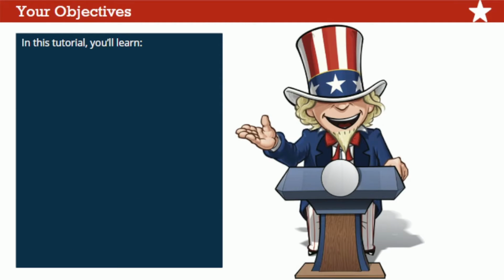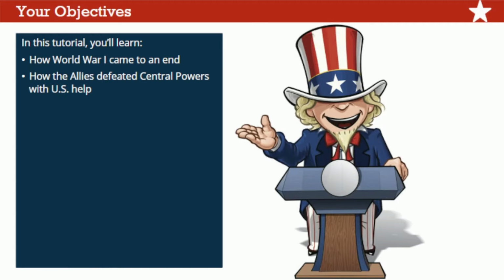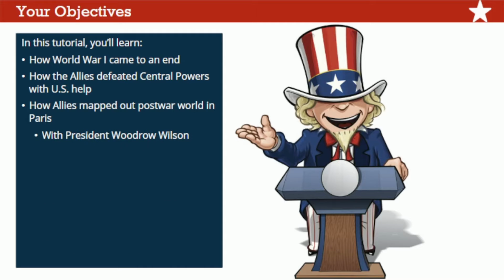In this 2-part tutorial, you'll learn how World War I came to an end when it did, and how the Allies defeated the Central Powers with the help of the United States. Then you'll learn how the victorious Allies mapped out the post-war world at the Paris Peace Conference of 1919 with the participation of U.S. President Woodrow Wilson. You'll learn about the successes and failures of the Treaty of Versailles, which officially ended the war with Germany.